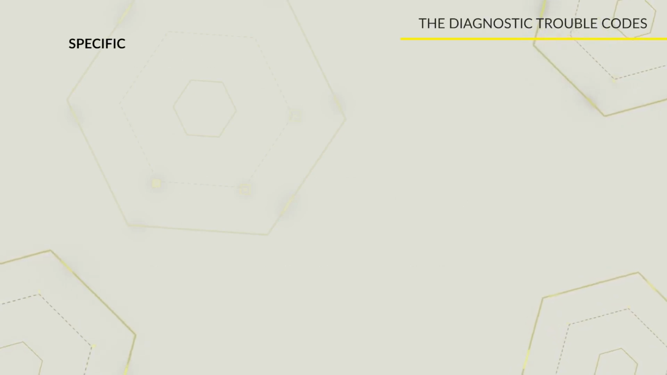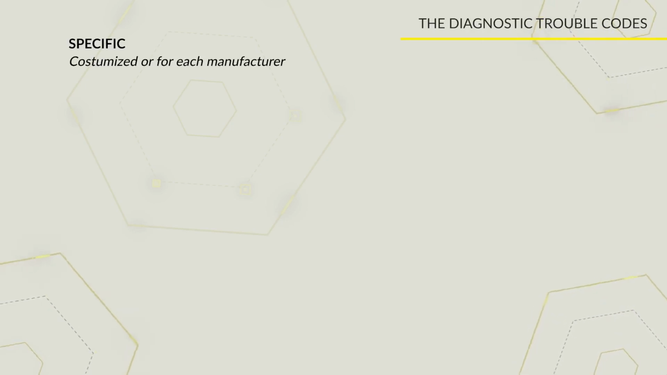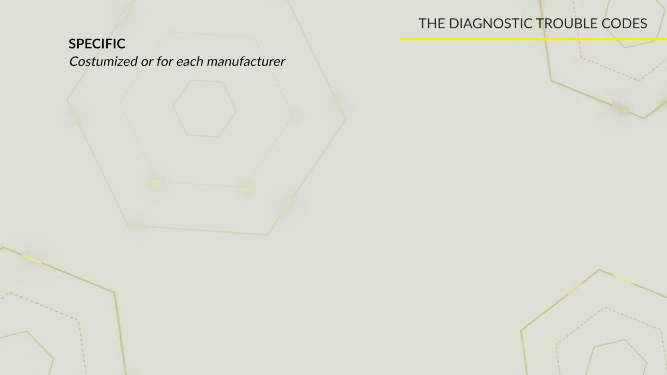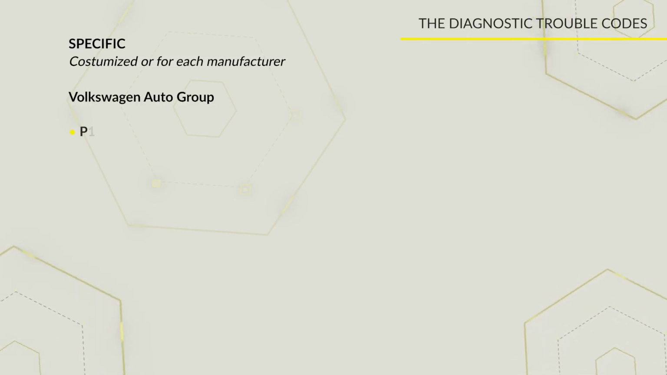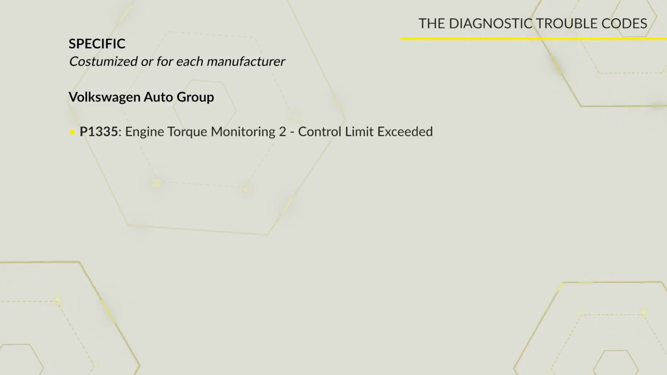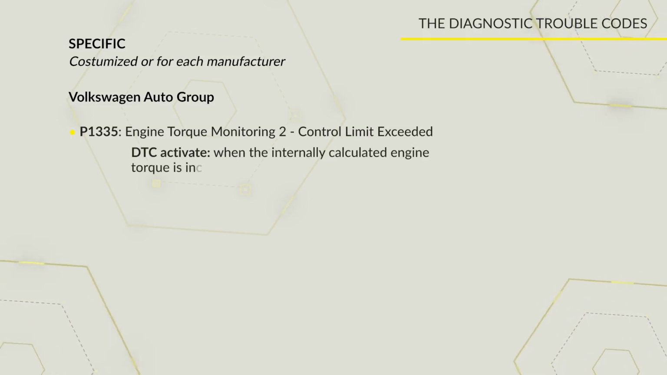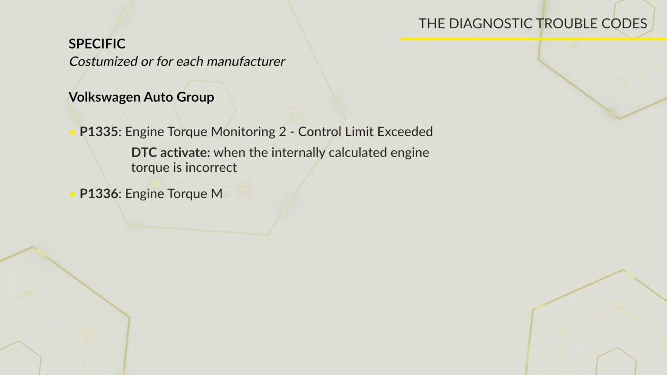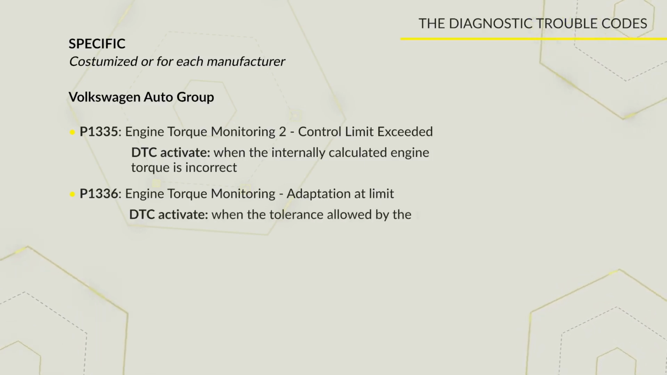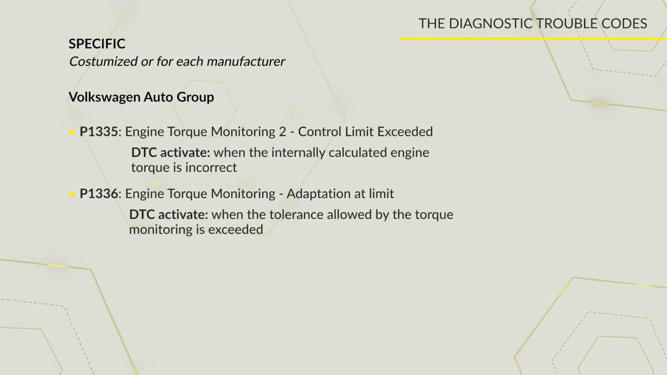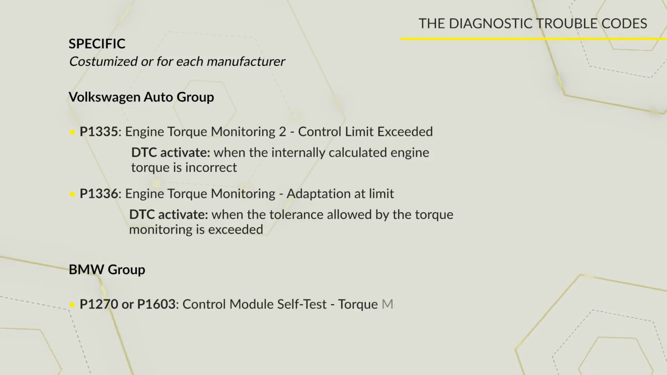Specific: codes that have a custom structure or meaning for each automotive manufacturer or group. Let's quickly look at examples from two well-known automotive groups. For the Volkswagen Auto Group, the codes are Engine Torque Monitoring 2 Control Limit Exceeded. DTC activates when the internally calculated engine torque is incorrect. Engine Torque Monitoring Adaptation at Limit. The DTC is activated when the tolerance allowed by the torque monitoring is exceeded. For the BMW Group, rather, we have Control Module Self-Test, Torque Monitoring.